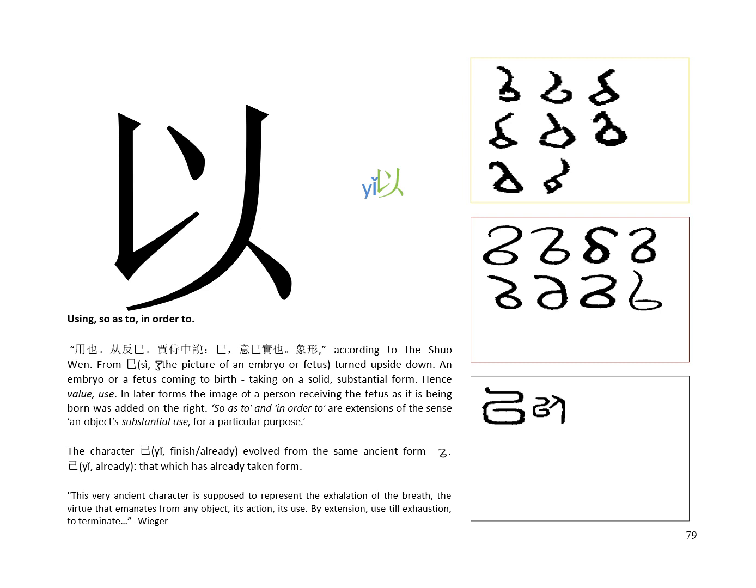This symbol has the meaning using a sense of purpose, so as to, in order to, those senses. In the ancient form, it is said to be the image of an upturned fetus. So an idea coming into formation, so as to, that sense, in order to. An idea taking a substantial form, the inherent value of something becoming apparent.